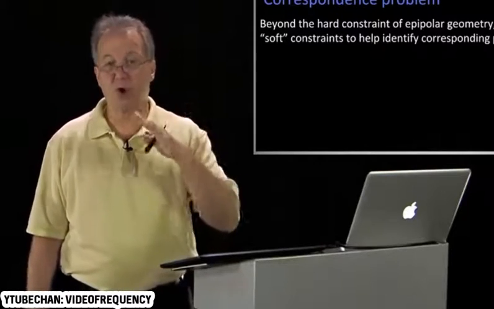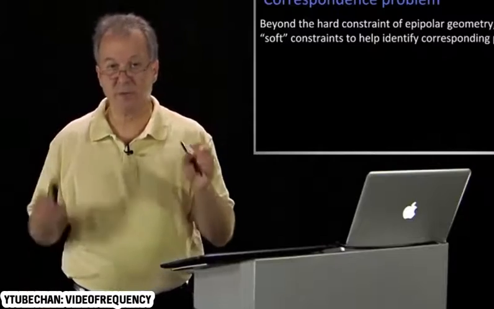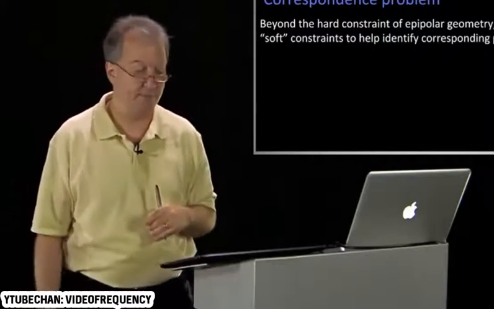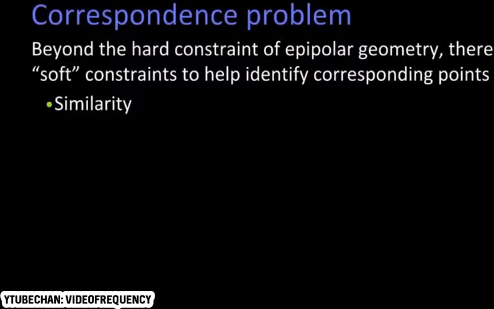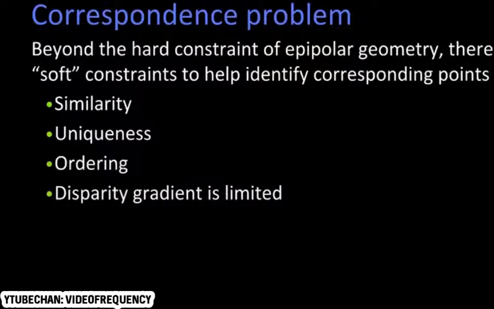The epipolar constraint was a hard constraint. That is, it must be true. It's enforced by the relative camera geometry. But there are other types of constraints which we might call soft constraints. One is similarity, which says that pixels in the left image should look about like the pixels in the right image if you have the right match. Uniqueness says that there's no more than one match of a left pixel in the right image. Ordering says if pixels go ABC in the left image, they go ABC in the right. And disparity gradient is limited. That means that the depth doesn't change too quickly. We'll talk about some of these today, but what we're going to start with is similarity.